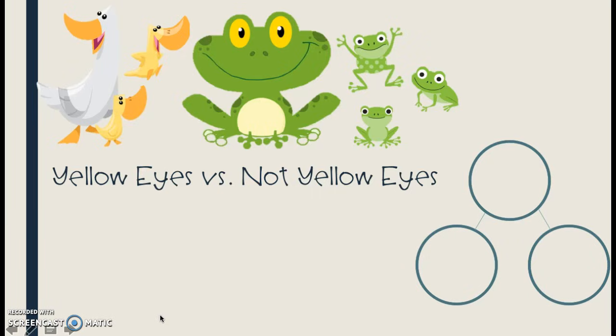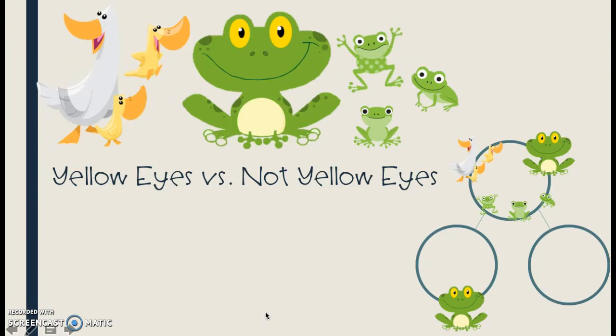Are you ready? Okay, so I said yellow eyes versus not yellow eyes. So I know that top circle is going to be all of the animals all together. Then on one part, there's only that little yellow-eyed froggy, and then the rest of them don't have yellow eyes. Okay, if you were having tricky trouble trying to fill that in, go ahead and press pause right now, and maybe those pictures will help you. But if not, let's go ahead and check ourselves.